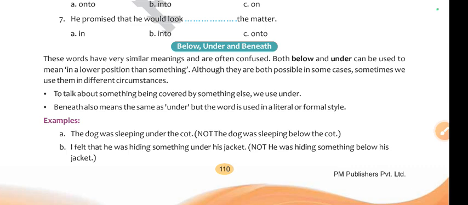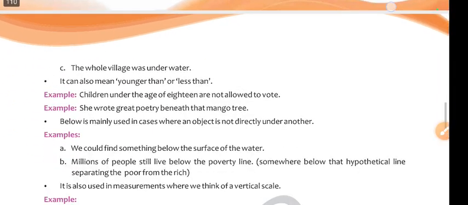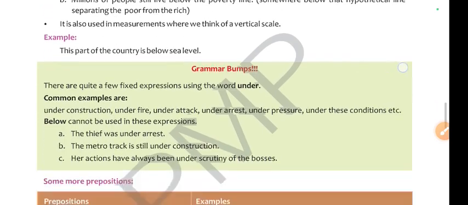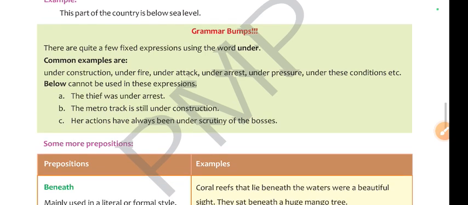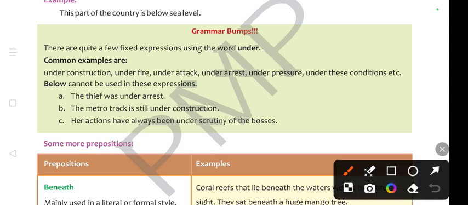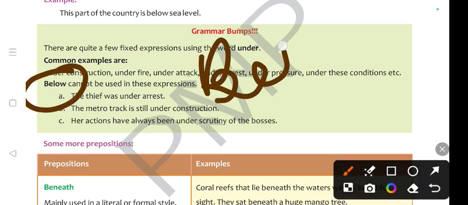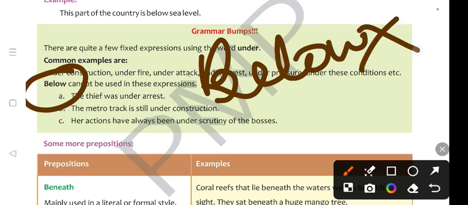Clear? Okay, so there are some grammar bumps. You just go through that. Like there are quite a few fixed expressions using the word under, like under construction, under fire, under attack, under arrest, under pressure, under these conditions, etc. At this place you cannot use below. Below cannot be used, like below pressure is wrong if you are saying.